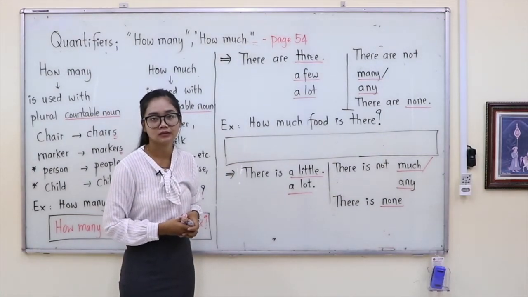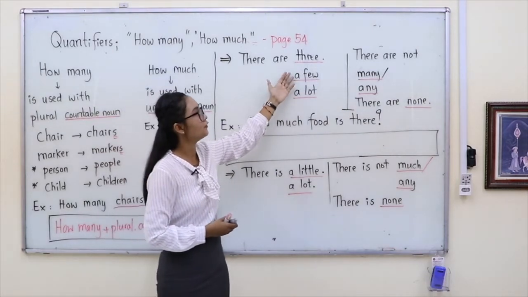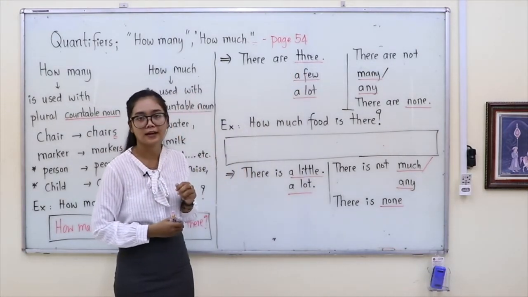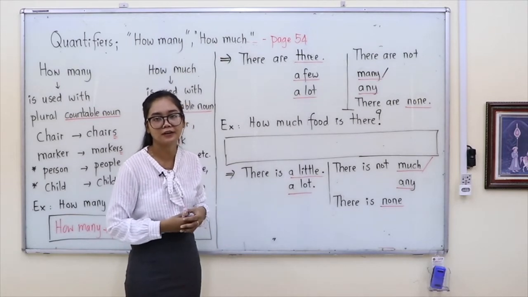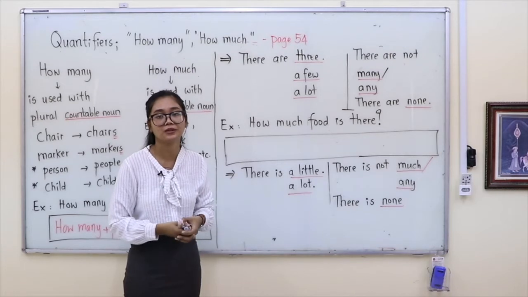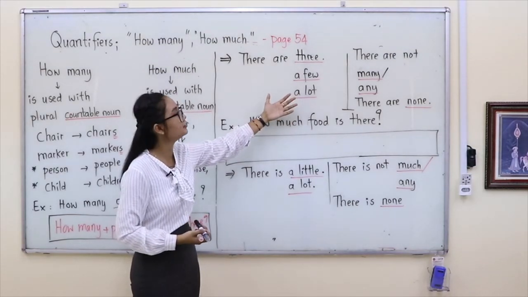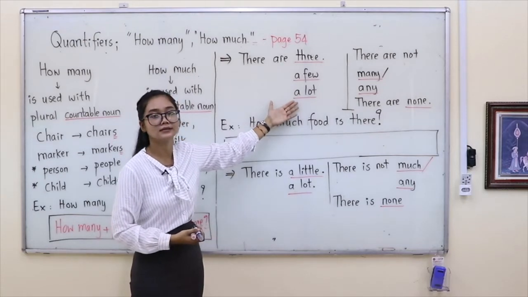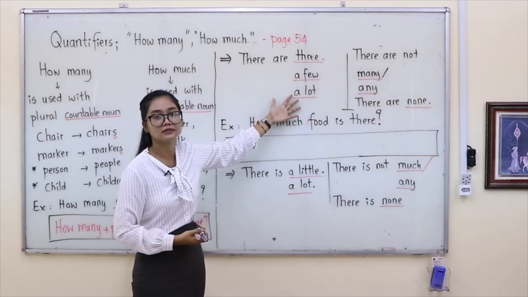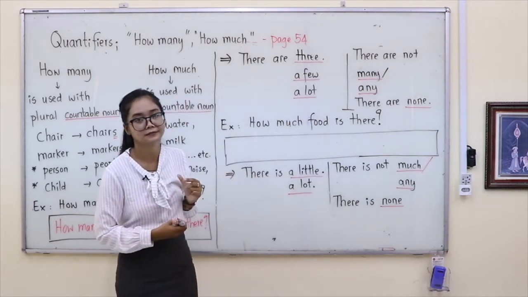Also, we can answer with quantifiers. There are a few. So a few is the quantifier. It means there are not many, only 2 or 3. Another quantifier, there are a lot. So this a lot here is also a quantifier.